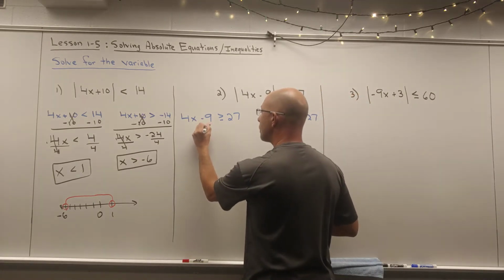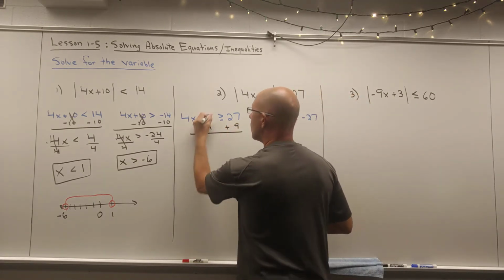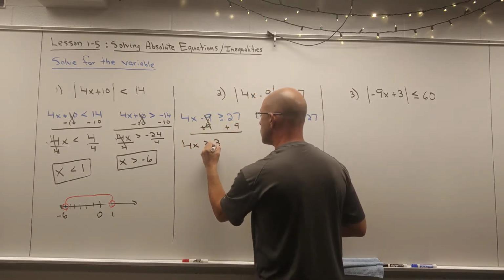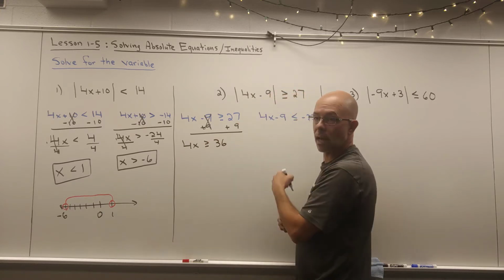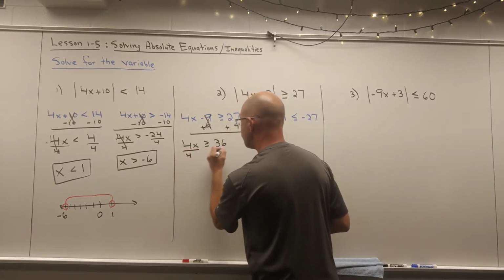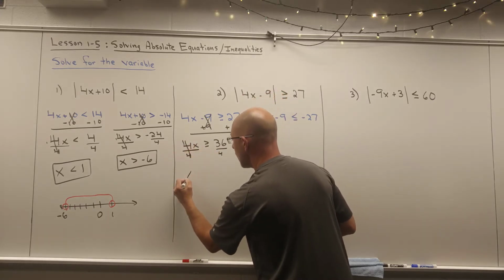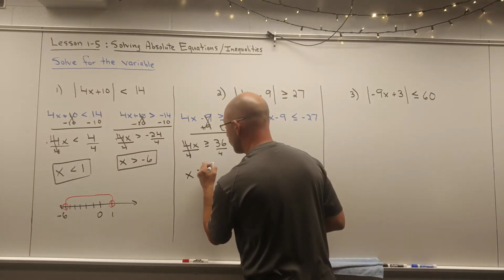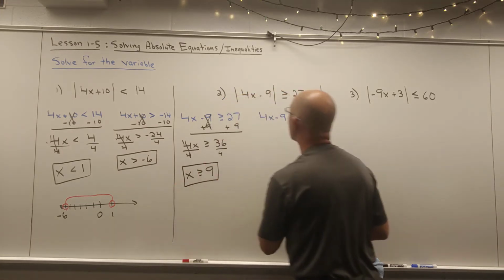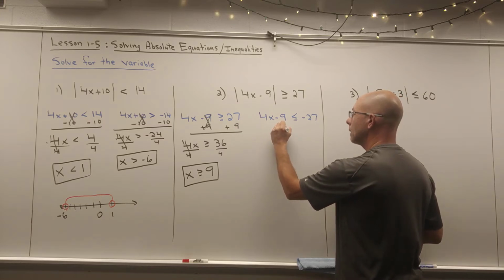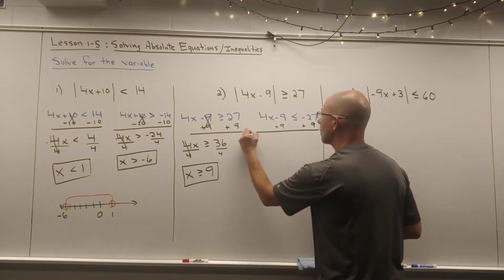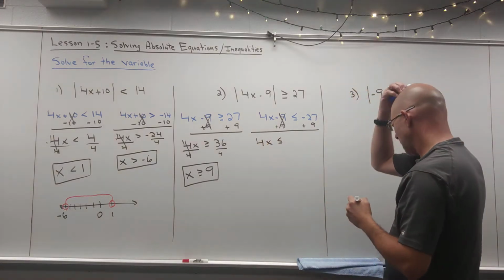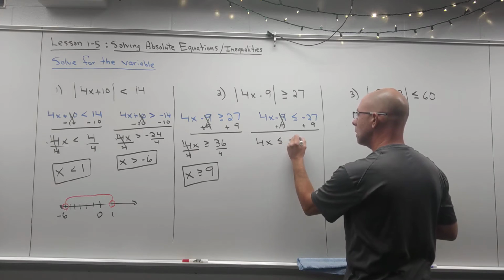So add 9. We get 4x greater than or equal to 36. 27 plus 9. Divide by 4. And I get x is greater than or equal to 9. 36 divided by 4 is 9. Over here when I add 9, we get 4x is less than or equal to -18.